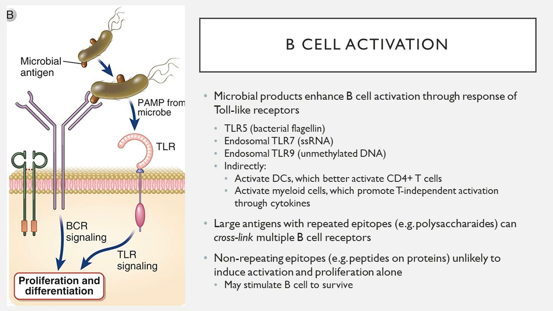As I mentioned earlier, it can help if abundant clusters of the B cell receptors can bind simultaneously, like is the case with any antigens that have large repeating epitopes. So think of polysaccharides that can cross-link multiple B cell receptors simultaneously. Now note that this doesn't necessarily happen with large proteins that don't have repeating epitopes.